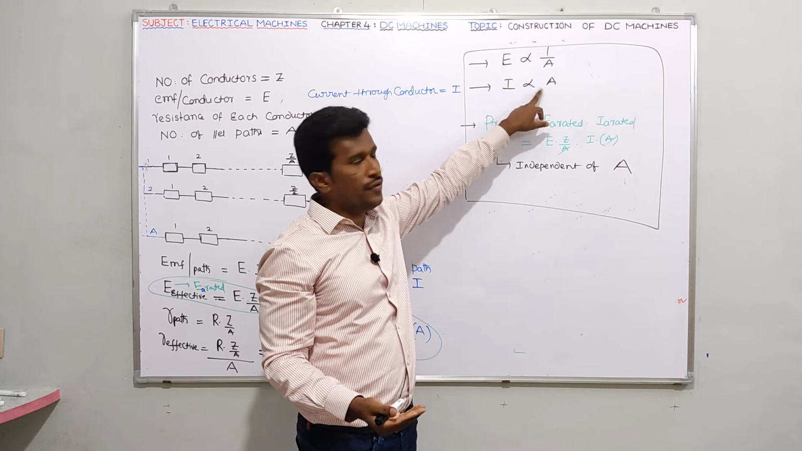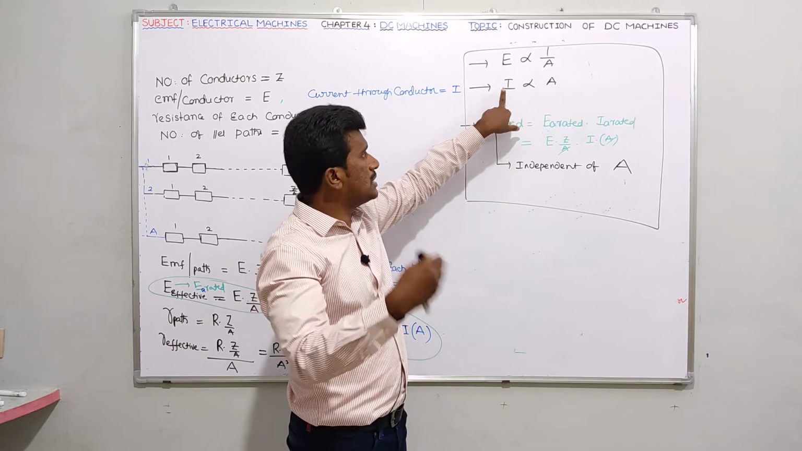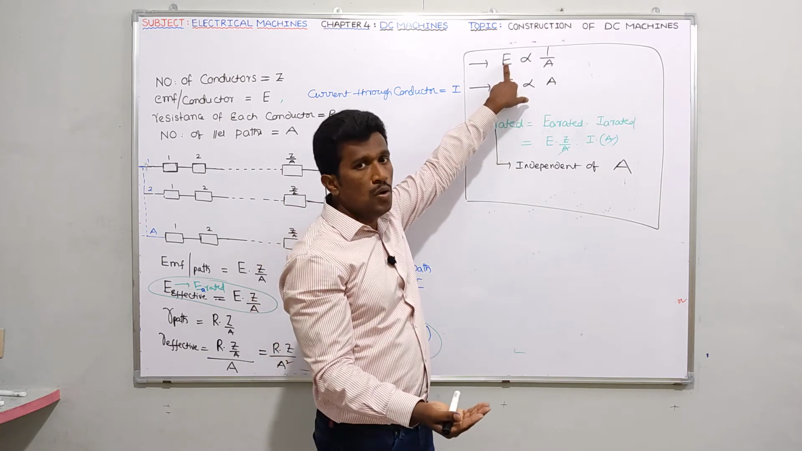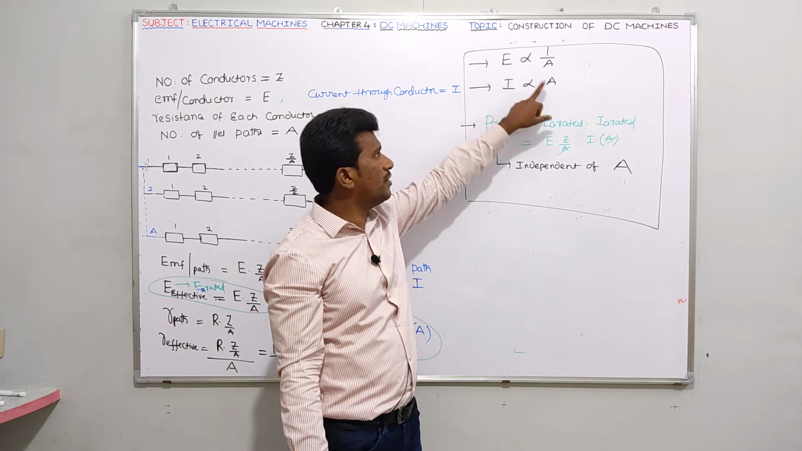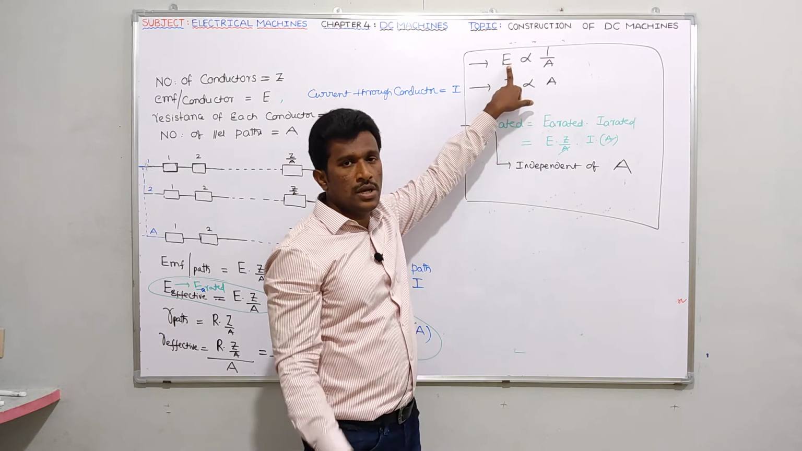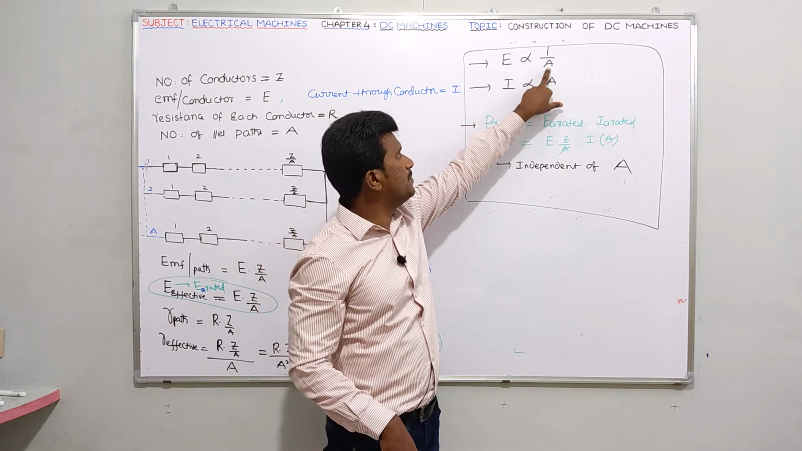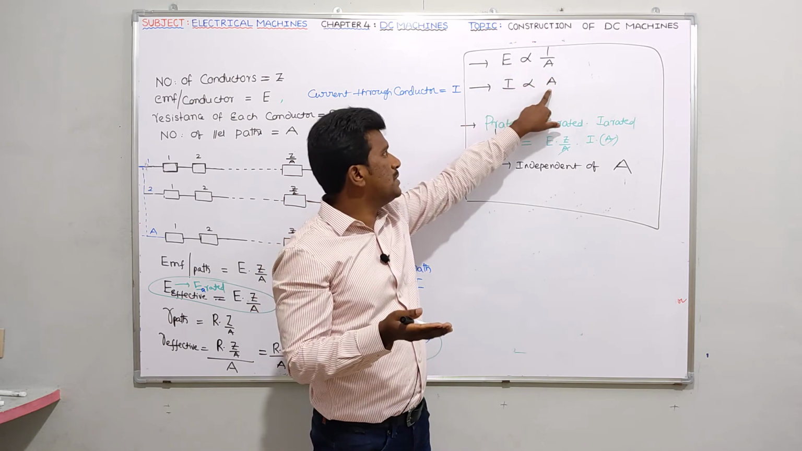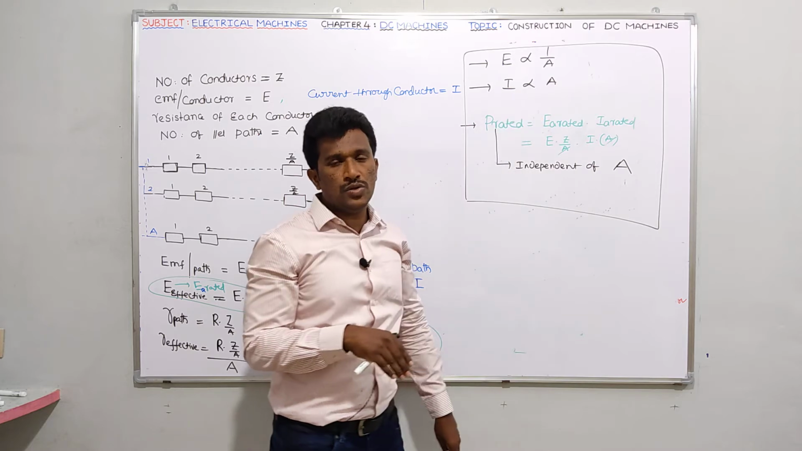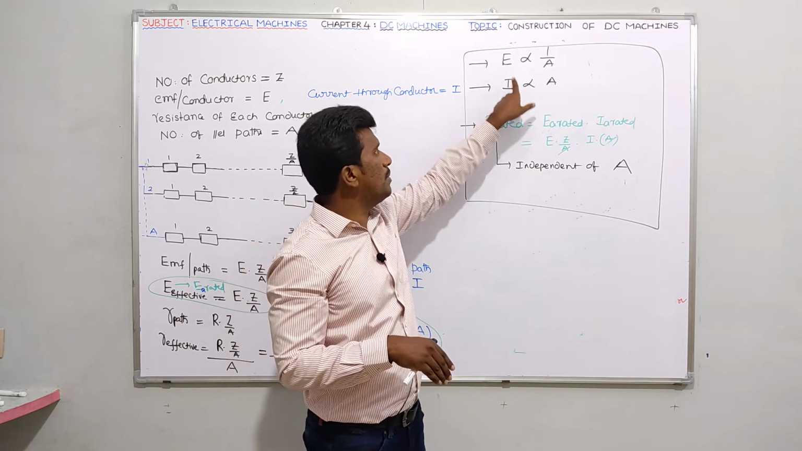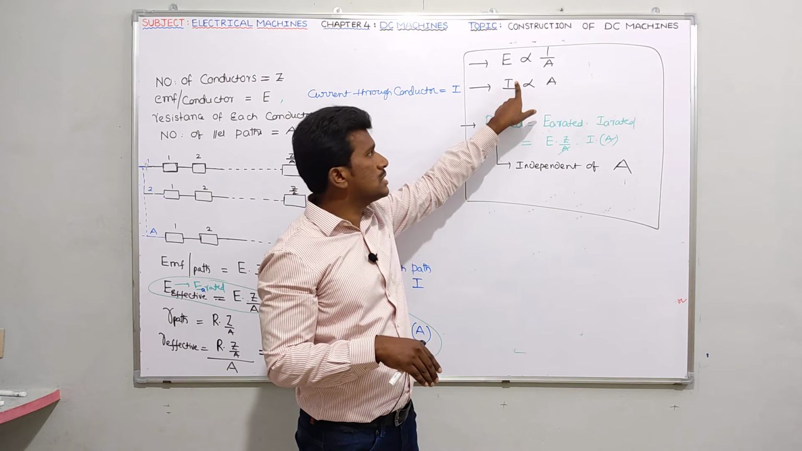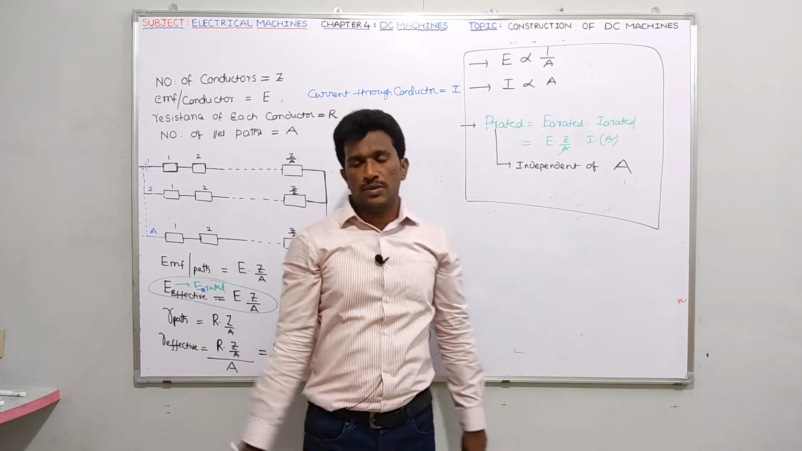Since in lap winding the number of parallel paths is more, lap winding is used for large current, low voltage ratings. In wave winding, the number of parallel paths is less, therefore less means what? Voltage will be more, no? Less means current will be less, no? Wave winding is used for large voltage, small current ratings. Please note that point.